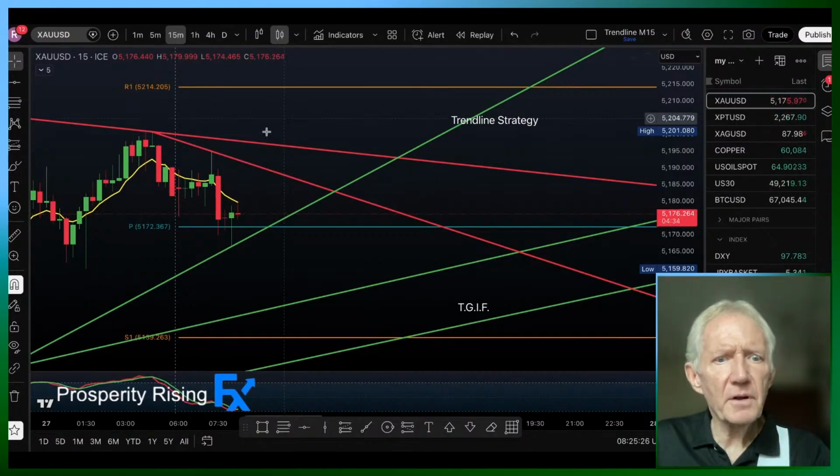So 5 minutes left on this second 15-minute candle. Not much going on. Very quiet.